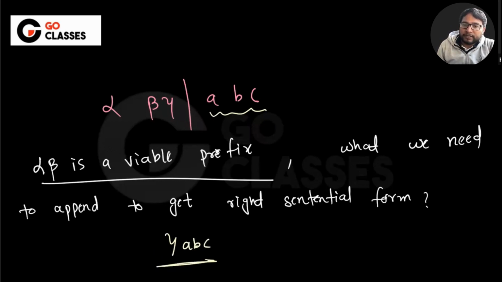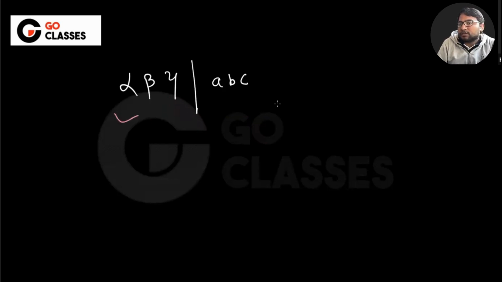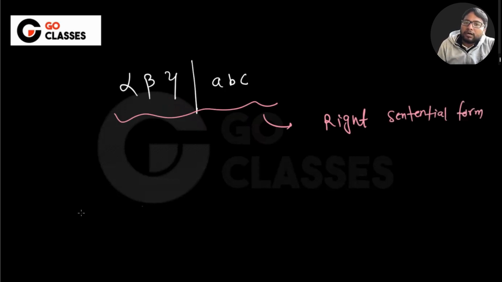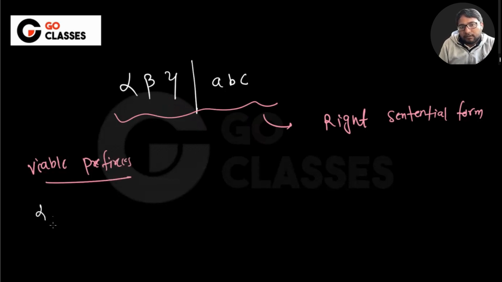Now let me just summarize what we have seen. See, if I just say something like this, then this whole thing is a right sentential form. And what are the possible viable prefixes? Alpha, alpha beta, alpha beta gamma. Can the beta be the viable prefix? No, right? At least looking at this, no. Okay. Can gamma be the viable prefix? No, right? Okay. Cool.